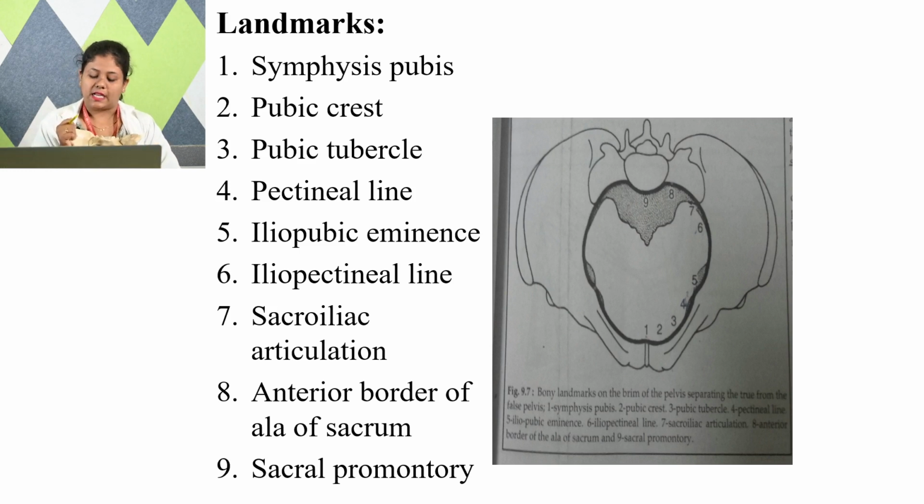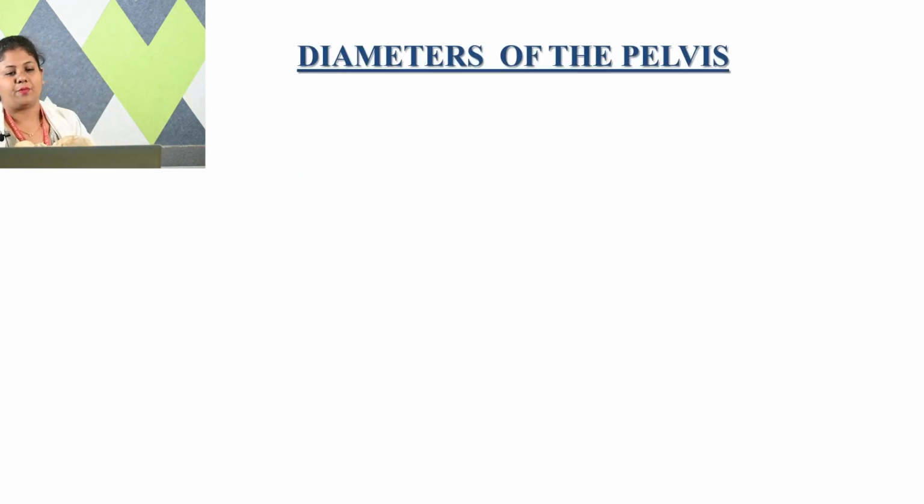Once again, we have the symphysis pubis, pubic crest, pubic tubercle, pectineal line, iliopectineal eminence, iliopectineal line, sacroiliac articulation or sacroiliac joint, anterior border of the ala of sacrum or wings of sacrum, and this is the sacral promontory.